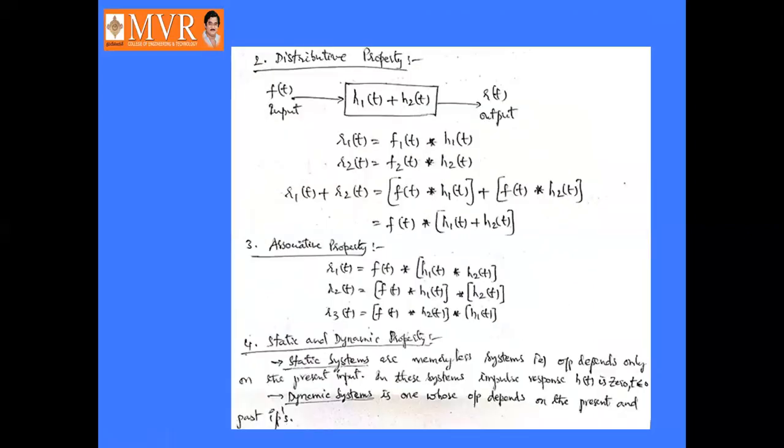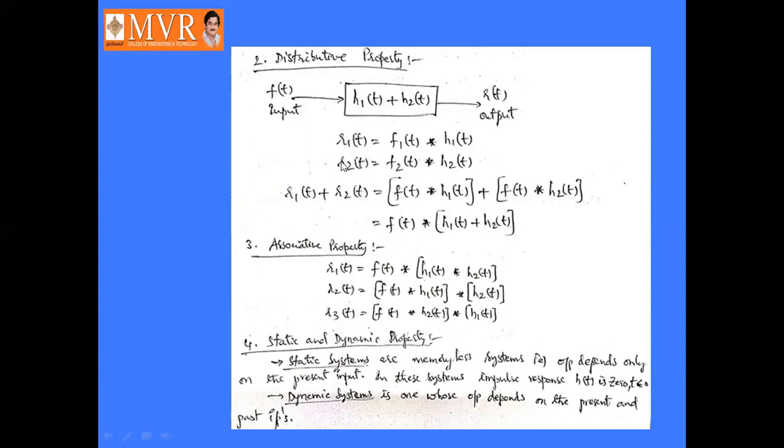Next one is the distributive property. Here the system has the impulse responses h1(t) and h2(t), and these two are added here. The system has the input signal f(t) and the output signal r(t).